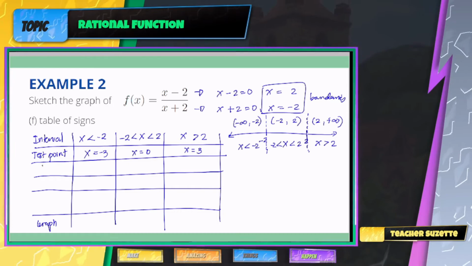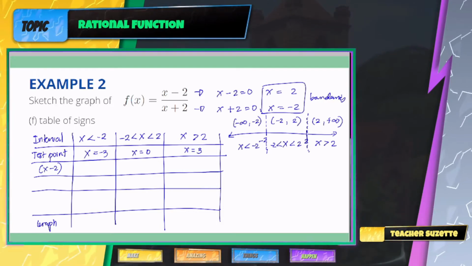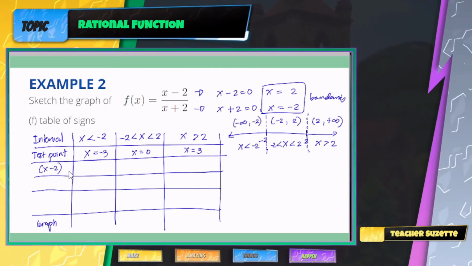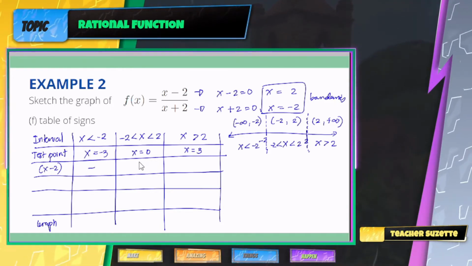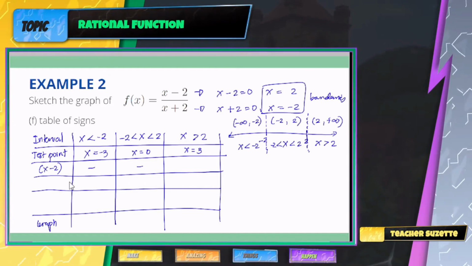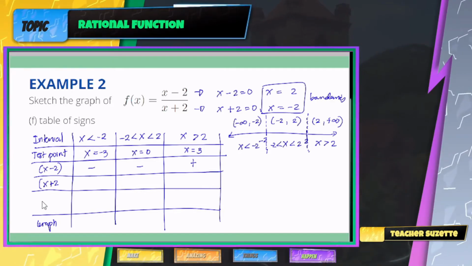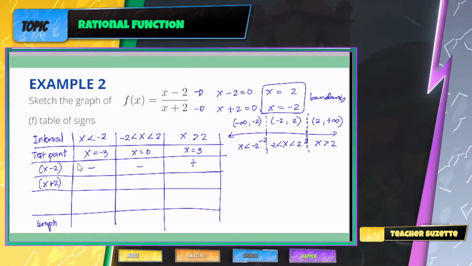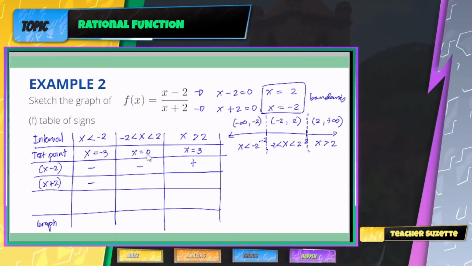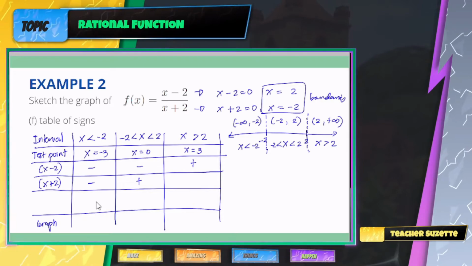First, our numerator, x minus 2. If we substitute a negative value in x minus 2, what will the answer be? Negative. Then for 0, 0 minus 2, that is negative again. Then 3 minus 2, the sign is positive. Next, the denominator, x plus 2. Negative 3 plus 2, that is negative. Then 0 plus 2, the sign is positive. Then 3 plus 2, the sign is positive.